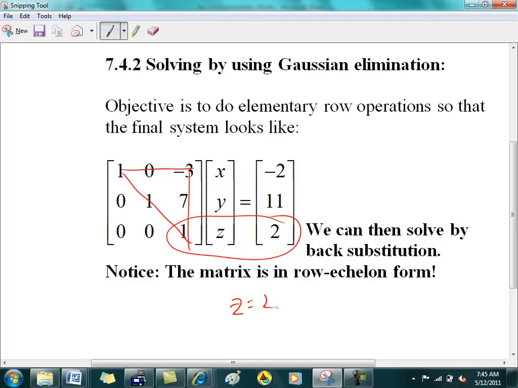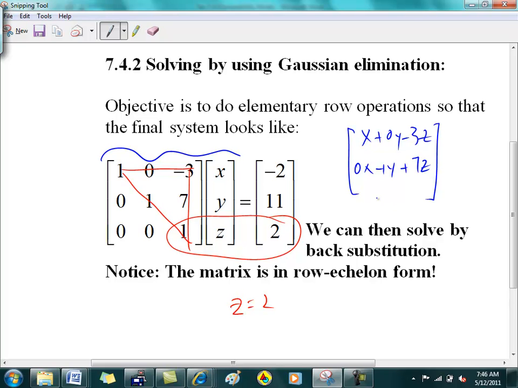Does everybody see why z is 2? Okay, if you were to do the matrix multiplication on this, do you all see that you would get x plus 0y minus 3z, and the other one is going to be 0x plus y plus 7z, and the last one would be 0x plus 0y plus 1z, and that's going to be equal to minus 2, 11, 2. And yesterday we talked about two matrices being equal if and only if the corresponding elements were equal. In other words, if and only if this was equal to that. So that's why z is equal to 2.